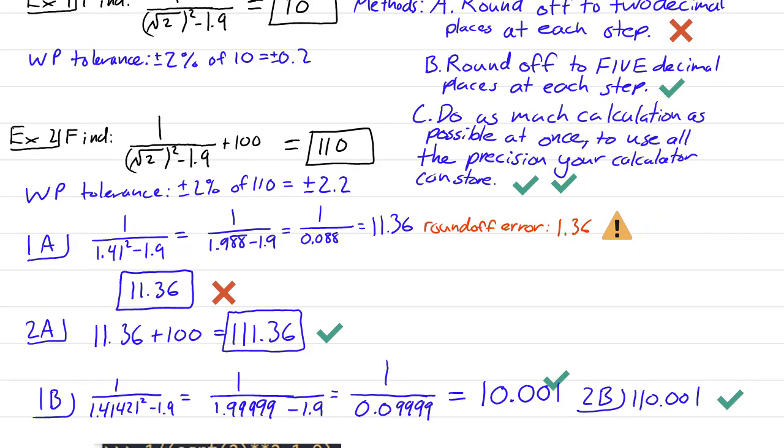I think method C here is the best. Just do as much as you can in one line of your calculator. If you're not going to do that, then do not round off to 2 decimal places at each step. Round off to more than that, like 4 or 5 or 6 decimal places at each step. And then your answer is going to be close enough at the end.